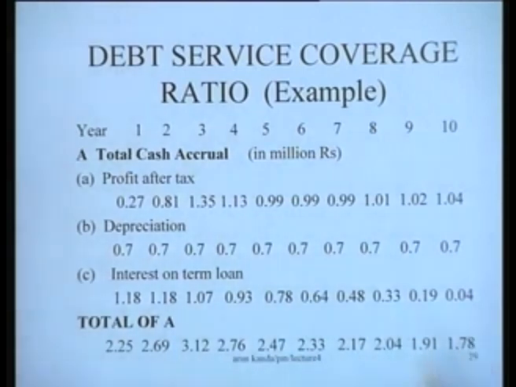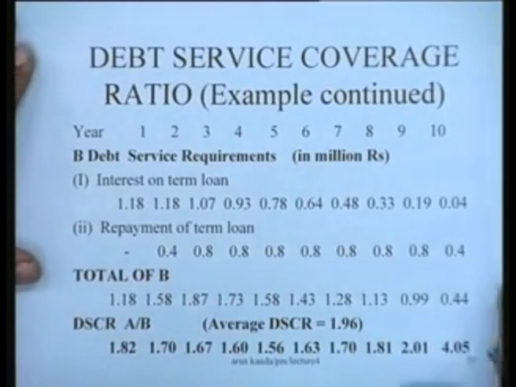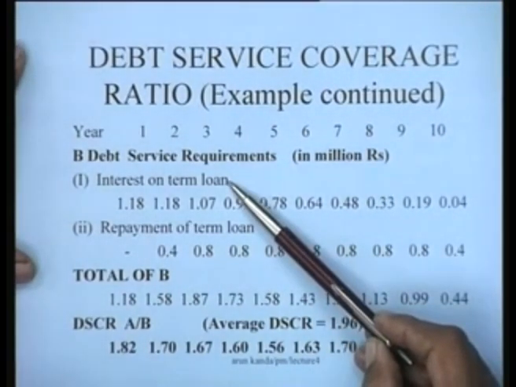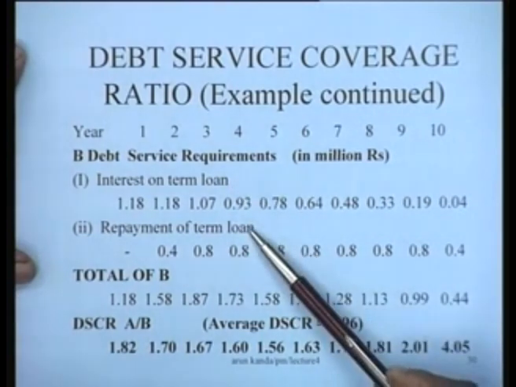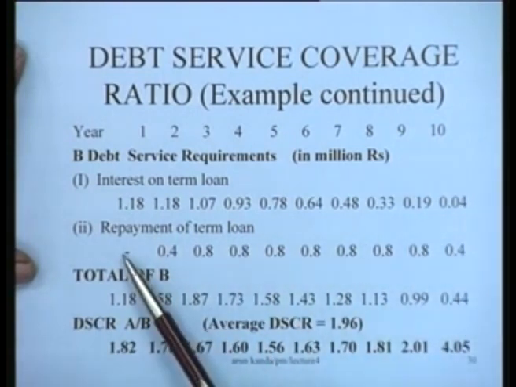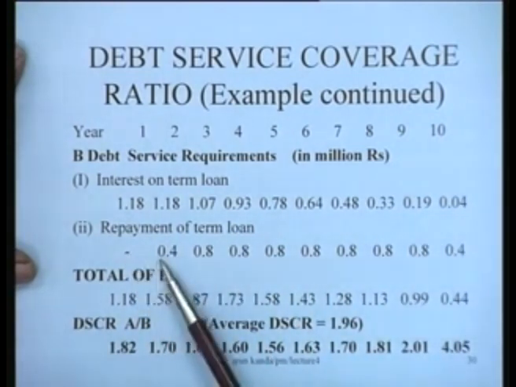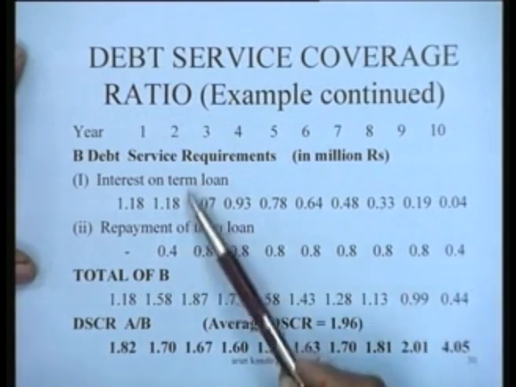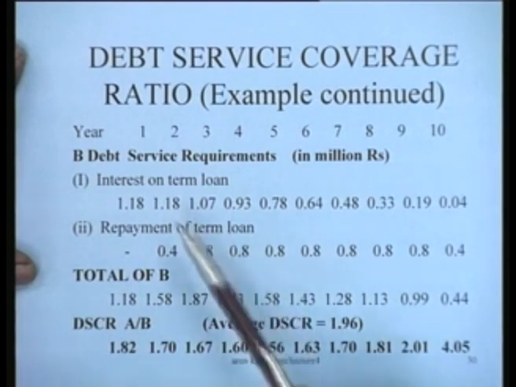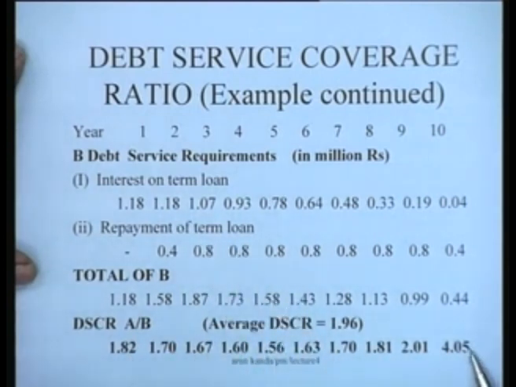So we get this numerator. Similarly, we compute this denominator. Denominator, again we need two terms, the interest on the term loan as well as the repayment of the term loan. So these amounts could vary here, and normally no repayment is made in the first year. So you have these values. The total of these gives the total of B, which is this series. So taking the A by B value, this value comes out, you will have a series for 10 years which is shown here in bold.